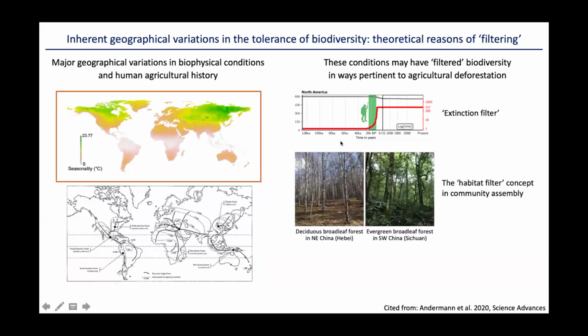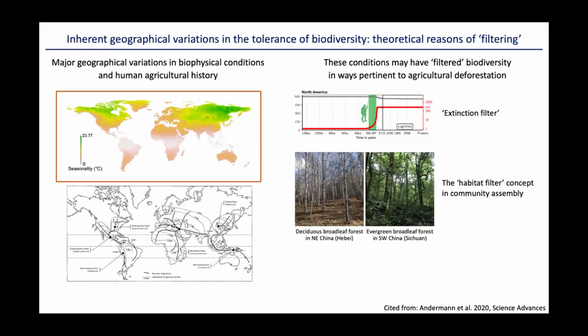Now, on the other hand, when we look at some biophysical conditions, like, for example, seasonality, there may also be theoretical reasons to expect that they may act as habitat filters. And this is closely related to the concept of habitat or environmental filtering in community ecology. To illustrate this point, here I have provided two images of native forest ecosystems in different parts of China. One from northeastern China showing the deciduous broadleaf birch forest. The other from southwestern China with evergreen broadleaf forest. We can tell both images were taken in the winter, and we can see from the images that the forest ecosystems here differ quite a lot in terms of their seasonality.